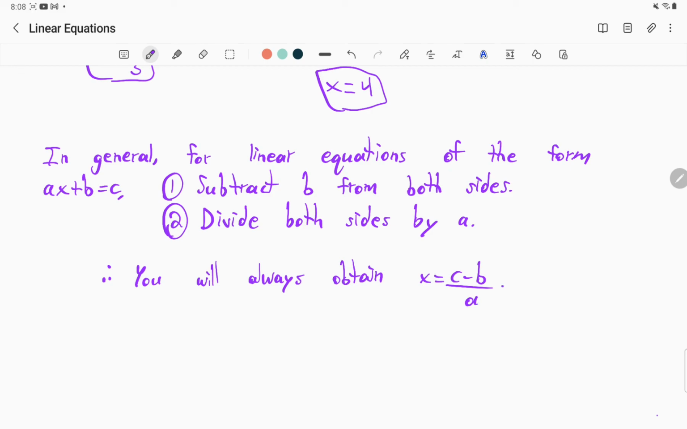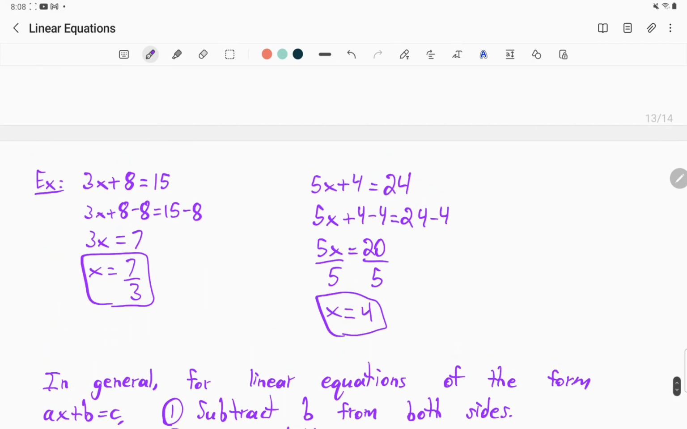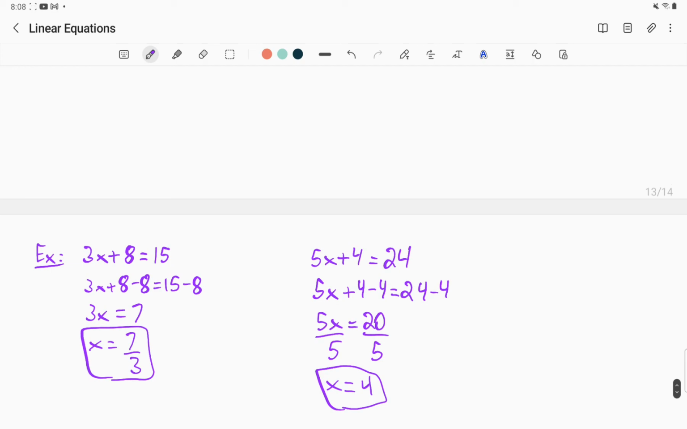That's the general form. Anyways, it's easier to just look at examples. Hopefully this helps, and thank you for watching.